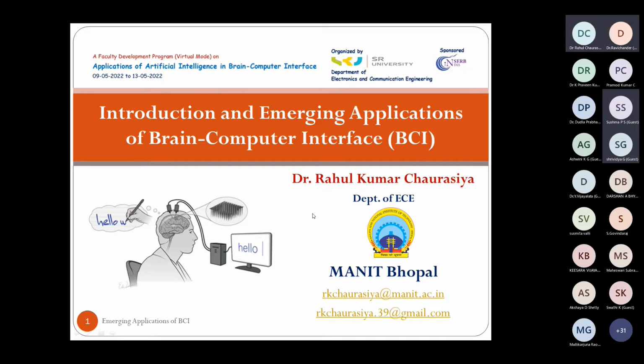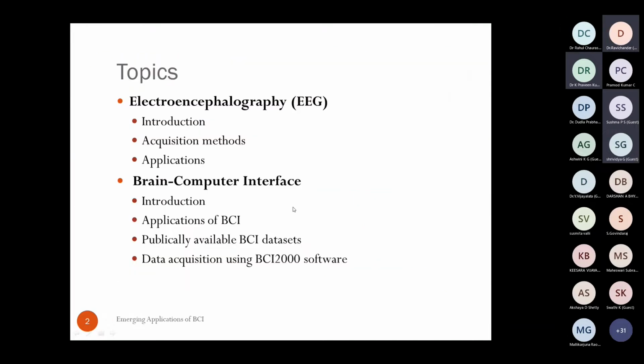I have around 10 research articles and around 20 conference papers published in this BCI area, brain-computer interfacing. The first topic I will cover is electroencephalography. Most brain-computer interfacing applications start with acquisition of EEG signals, so I will give an introduction to EEG signals, the acquisition methods, and, if you do not want to acquire data, the standard data sets available on the internet. And what are the applications of EEG?